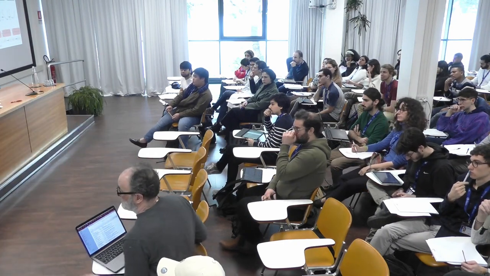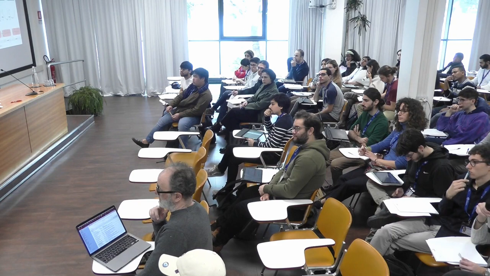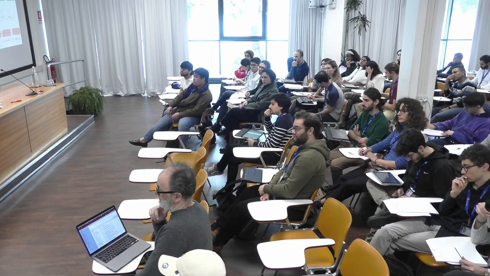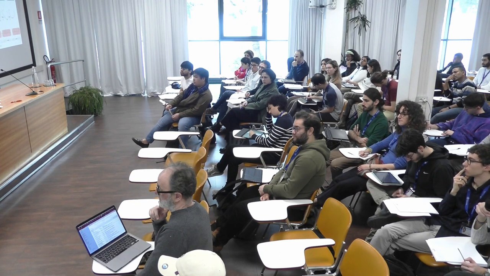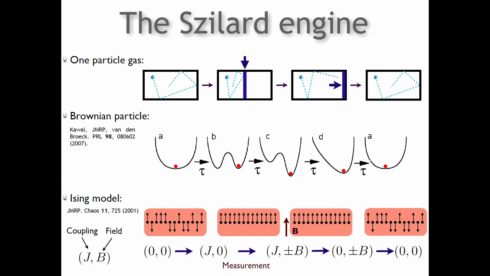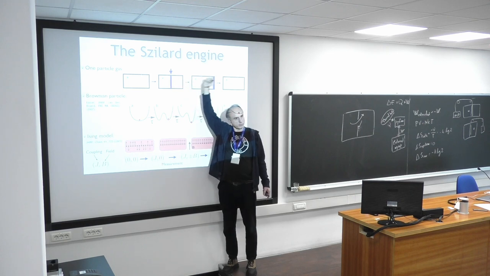For instance, here, if you don't measure, you have to exert the pressure. So you exert the pressure in this direction. If you are lucky, as we said, you are extracting work. If you are unlucky and the particle is here, what you are doing is compressing. You have to exert this pressure to get the work out of the system. But otherwise, you cannot do it.